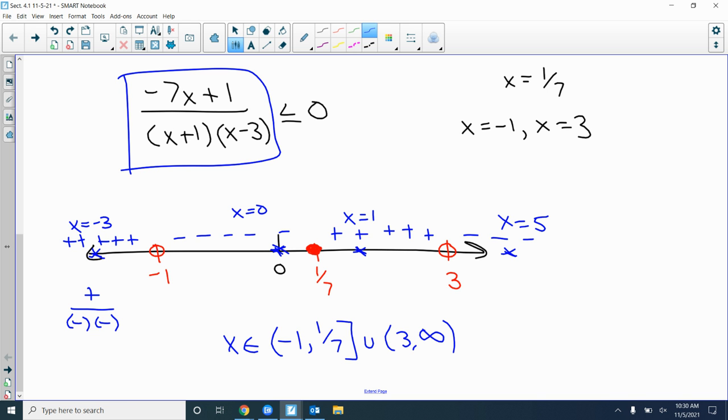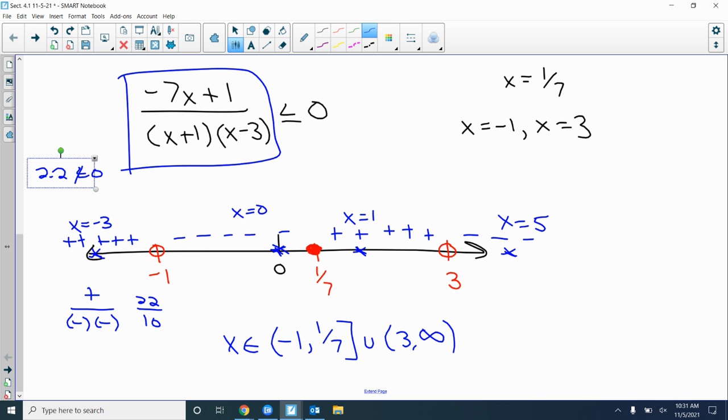So anything that comes back positive will have to be bigger than 0. Like this one here, if I plug in -3, that gives me 22 over, what is that? -3 minus 1 is -2 times -5. That's 10, right? So that's like 2.2. 2.2 is not less than or equal to 0. And anything else will also be bigger than that.